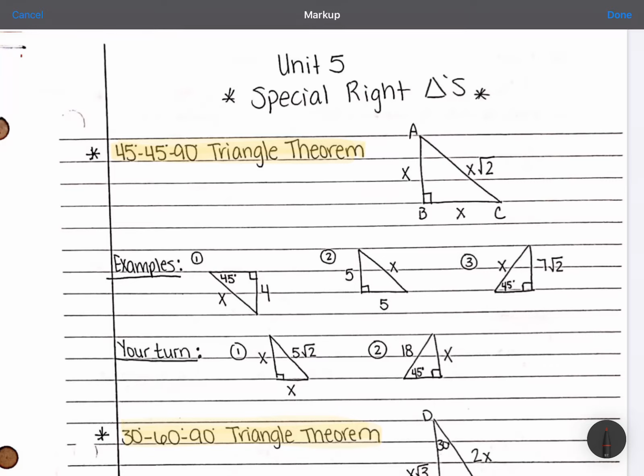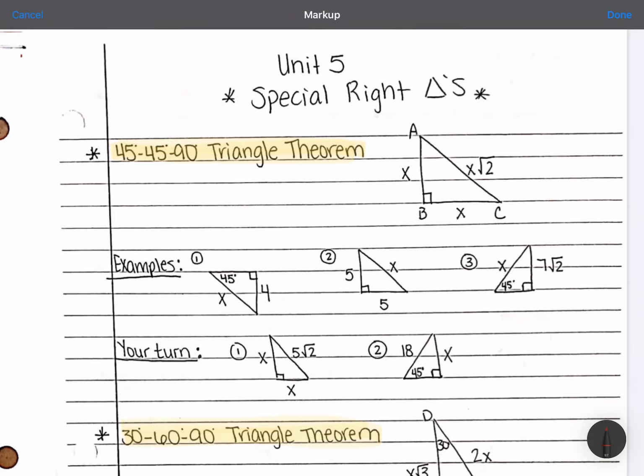All right, today I'm going to talk to you about special right triangles. There are two special right triangles. One is called the 45, 45, 90, and the other one is called the 30, 60, 90 triangle. If you have one of these two special triangles and the Pythagorean theorem is either just too much work or it doesn't work because you don't have two sides, then you can use these special triangles.